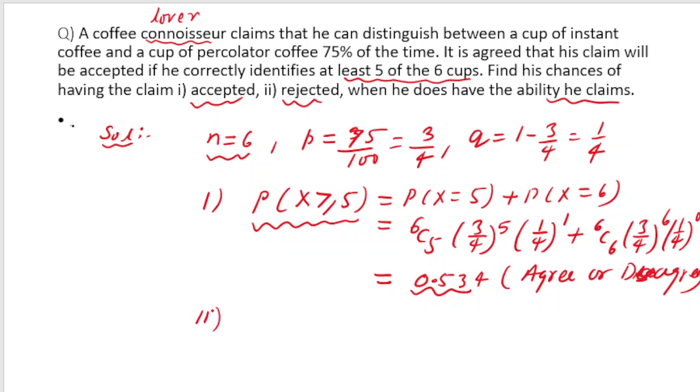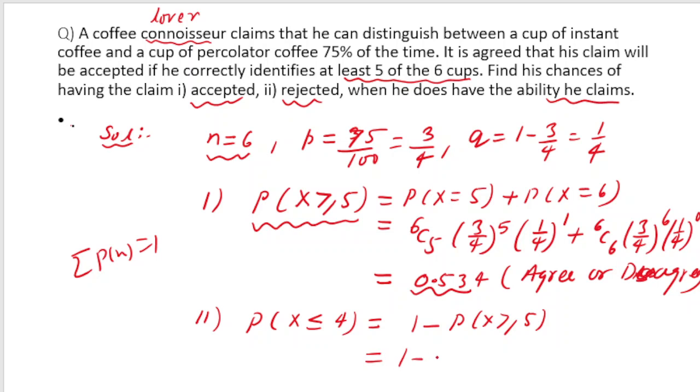Right. Now, what is the probability that his claim will be rejected? His claim will be rejected when he identifies up to 4 cups correctly. If he tests 6 cups, it could be no success, one success, two, three or four successes. Up to four successes his claim will be rejected. It can also be seen that the total probability, which we have already proved, is that the sum of probabilities is equal to 1. From this I subtract the probability of his claim being accepted, so 1 minus 0.534, which is equal to 0.466, right? So this is a very simple question, but a very popular question that may be asked.